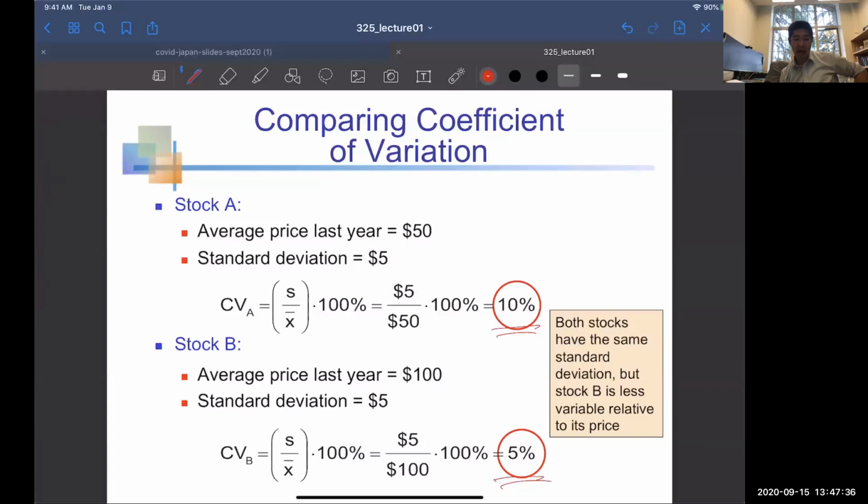So which is more risky? Suppose stock A's average price is $50 and the standard deviation is 5, while stock B's average price is 100 and the standard deviation is 5. Then you can immediately get a sense that stock B is less variable, because it has a higher average price but the same standard deviation. You can confirm this by computing the coefficient of variation.